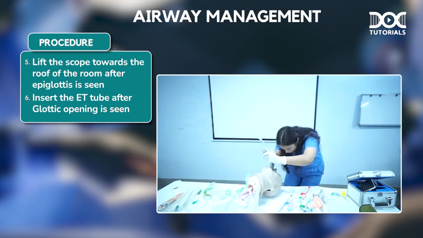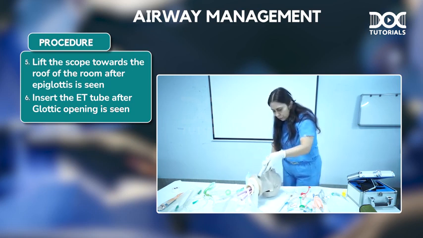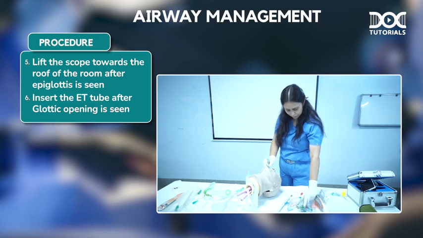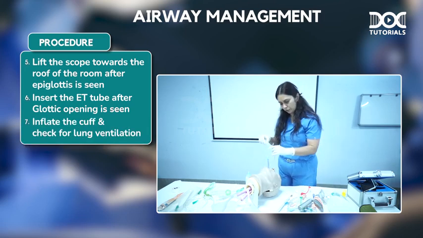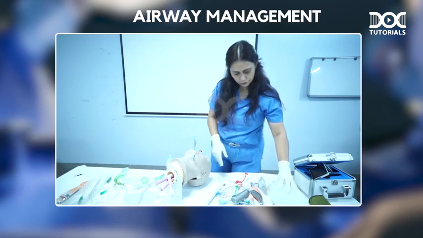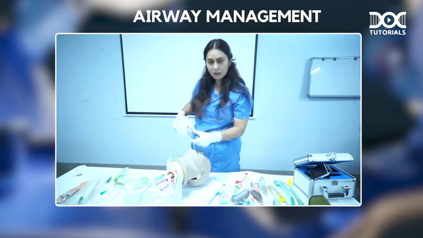And under full vision, I would put the endotracheal tube. So I have put the endotracheal tube under my full vision, right? After this, I would remove the laryngoscope. After this, I would inflate the cuff of the ET tube. So I'm inflating the cuff of the ET tube. Okay. So I've inflated the cuff of the ET tube and then I would check for the right position.